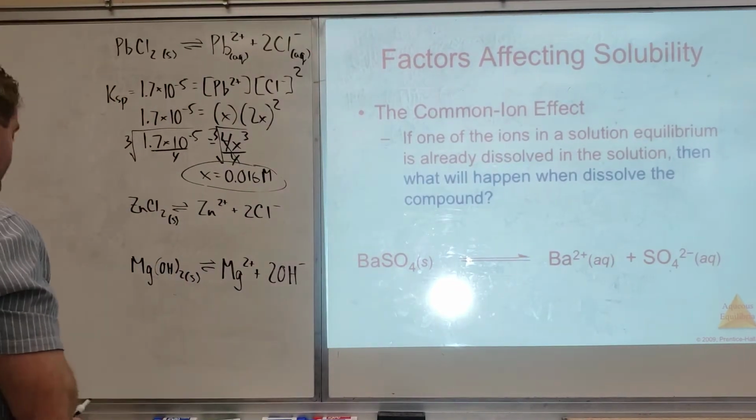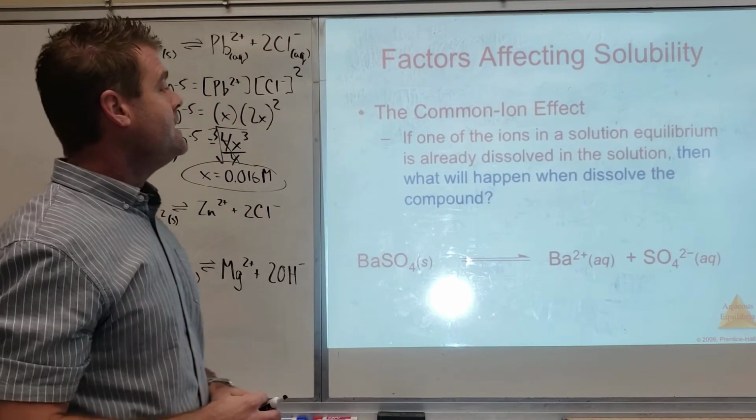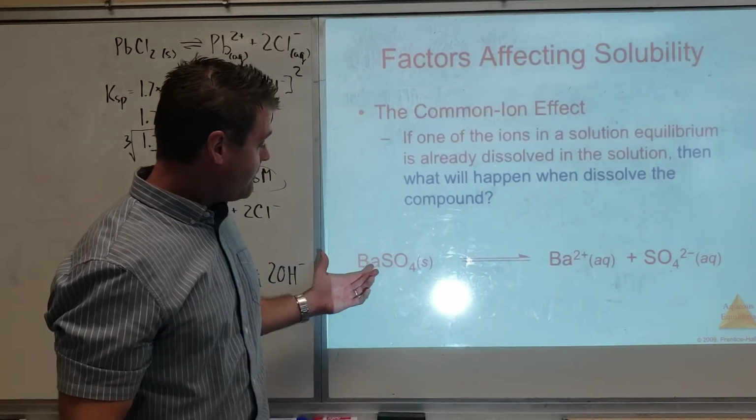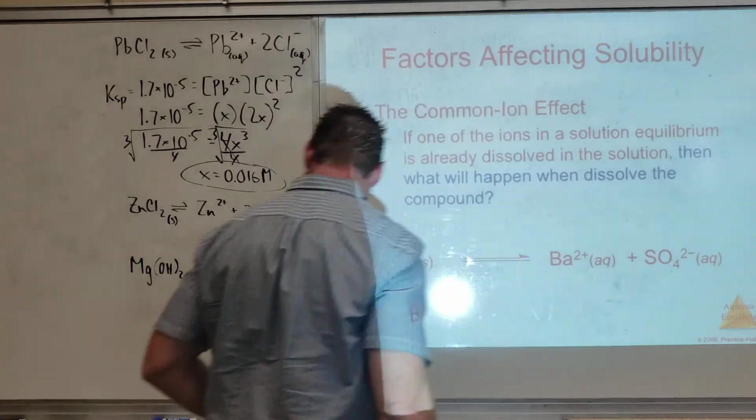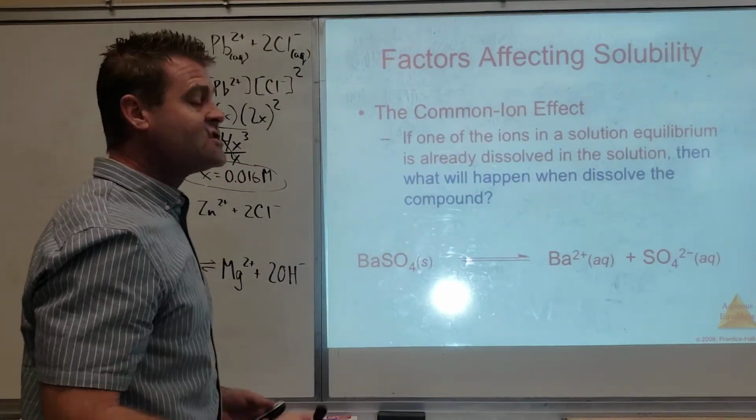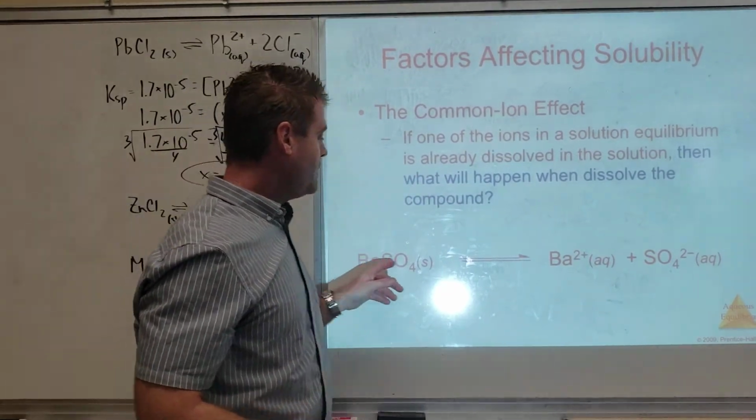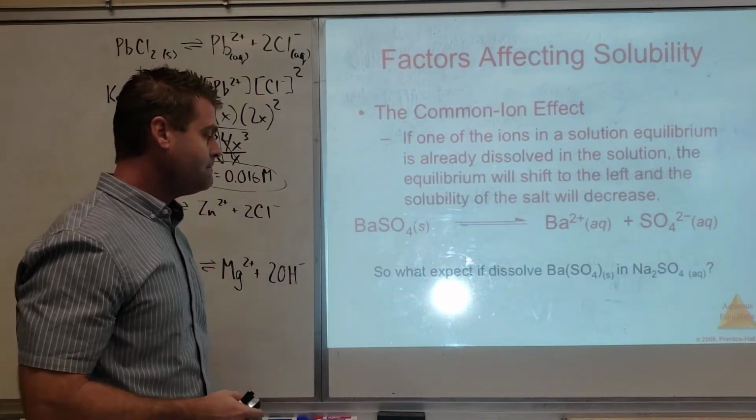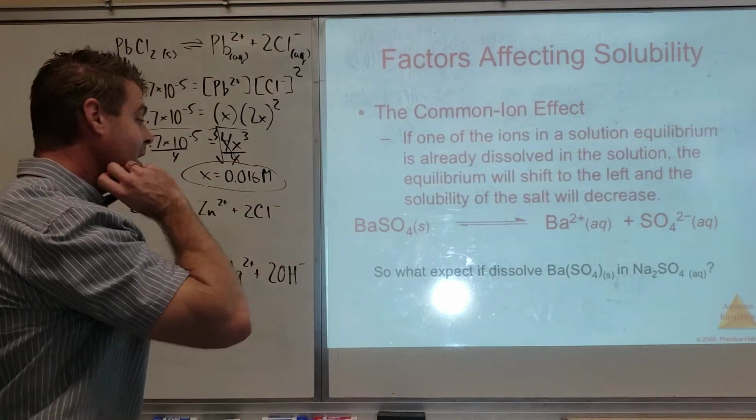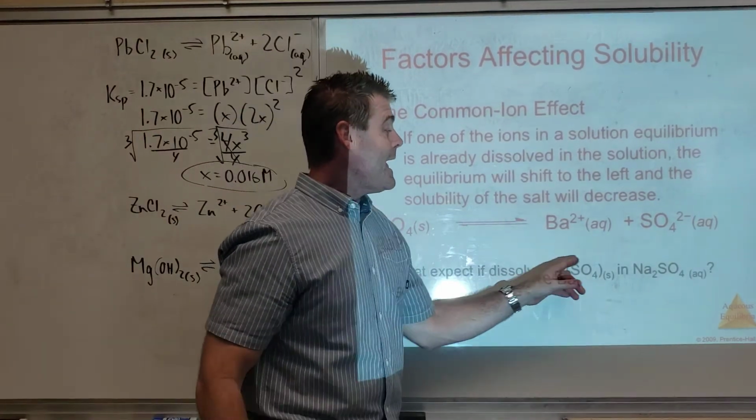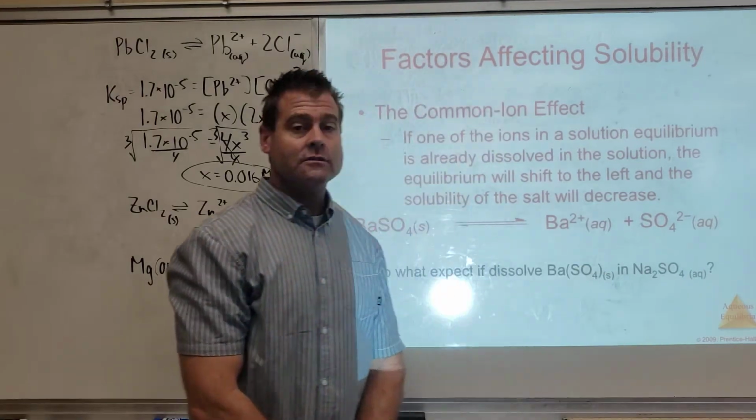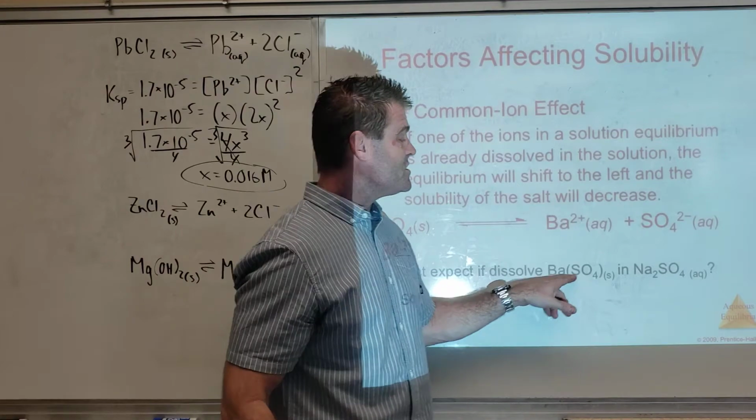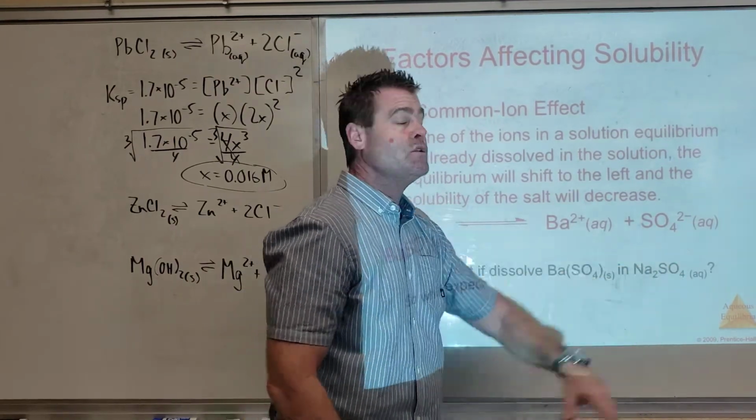Now there's the common ion effect. If one of the ions in a solution equilibrium is already dissolved in the solution, then what will happen when you dissolve the compound? So like, right, we have this, barium sulfate's going to dissociate to a certain measure. Sulfates are relatively soluble, so maybe we'd expect the KSP to be much higher than the KSP was for lead chloride. So what would you expect if you try to take some barium sulfate and put it in a sodium sulfate solution? So we're not just dissolving it in pure water, we're dissolving it in a solution that already has sodium sulfate in it.